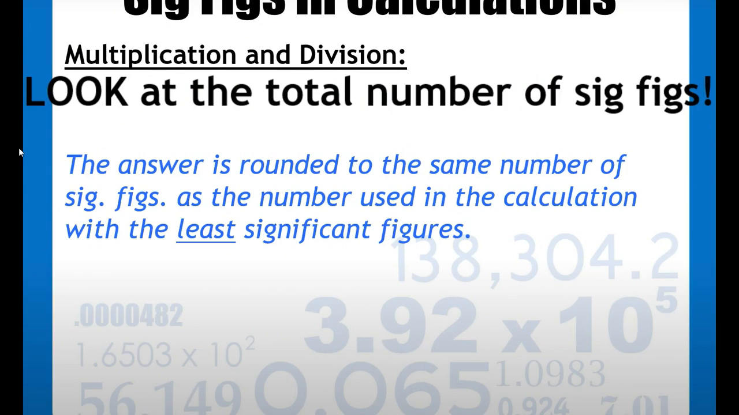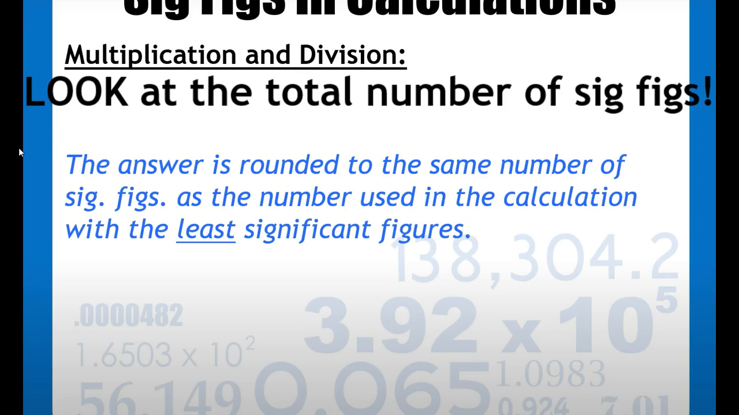Okay, so I'll give you a second to write this down. As she mentioned, multiplication and division is different than addition and subtraction. You don't look at decimal places, you look at number of significant figures. But you do the same whether you're multiplying or dividing. So your answer is going to be rounded to the same number of sig figs as the one with the least number of sig figs. So, we'll go through some examples here.